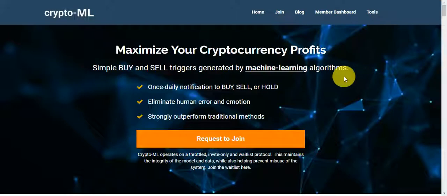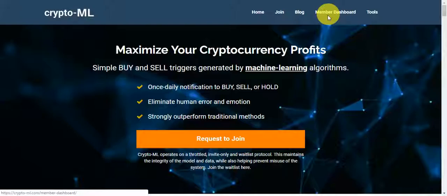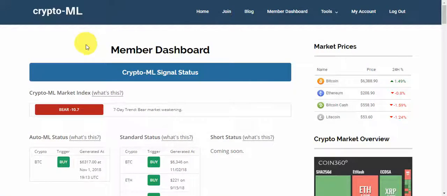Hello and welcome. In this video, I will give you an overview of a new CryptoML feature, which is the market index. So you can simply head over to crypto-ml.com, click on the member dashboard here, and it will take you to this page. On this page, right up top, front and center, you're going to see the market index, which gives you an indication as to the general trend of the larger crypto market.